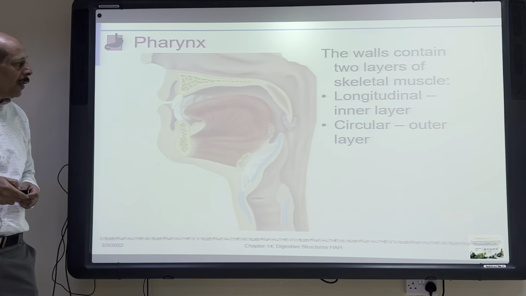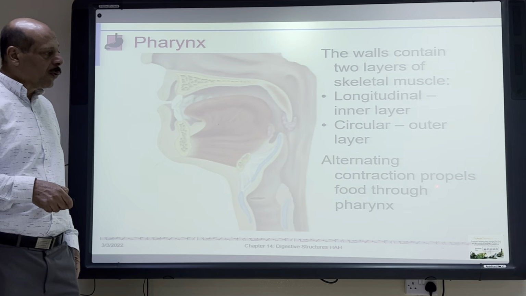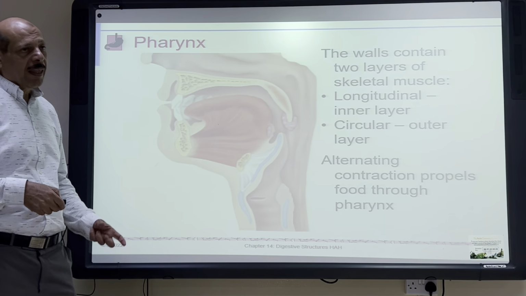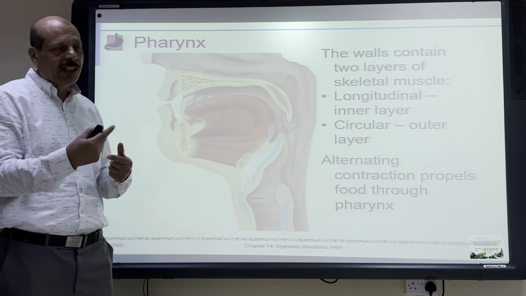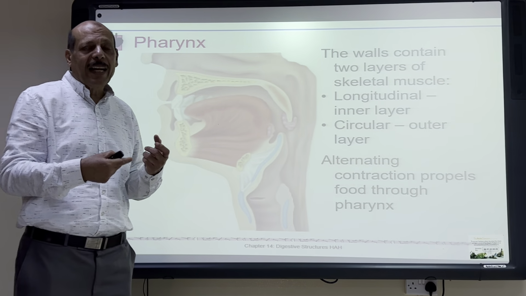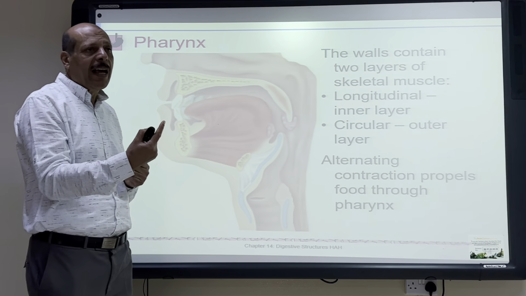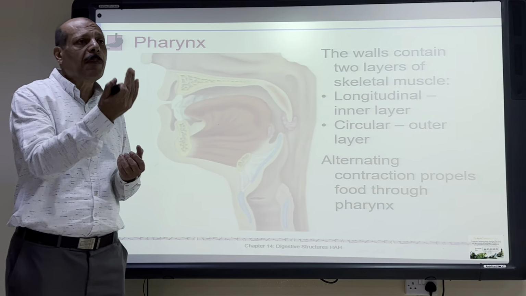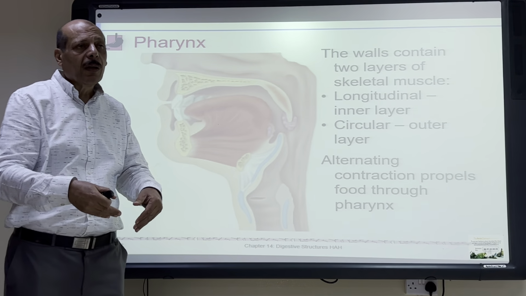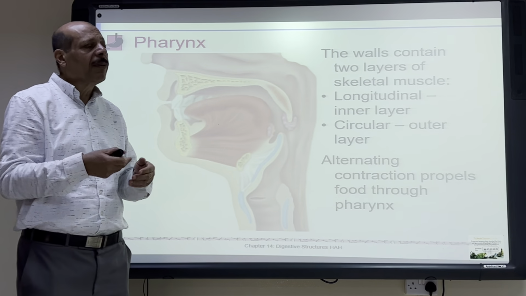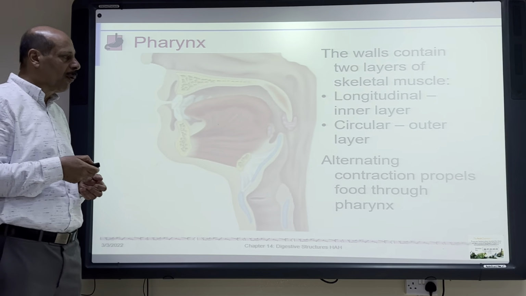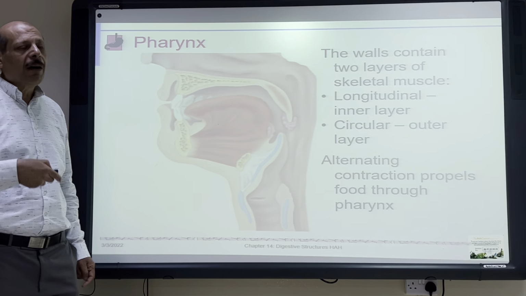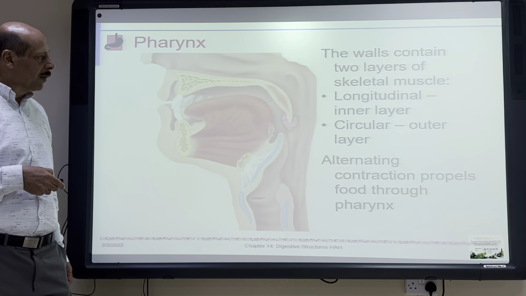Alternating contraction of the circular layer and the longitudinal layer will lead to propulsion of food through the pharynx. This will help in the process of swallowing of food, or what we call the propulsion of food.